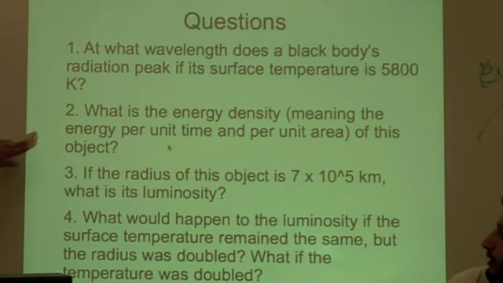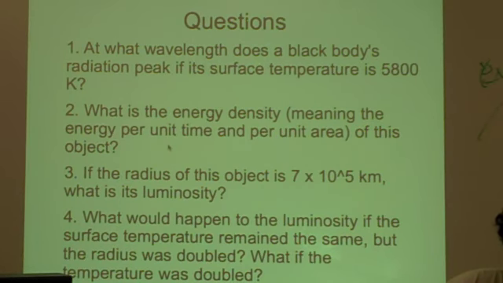So which formula would you use for the second one? Stefan Boltzmann. So J equals sigma T to the power 4. And what equation would you use for the third one? Assuming it's a spherical object, it's 4 pi r squared times the previous thing.